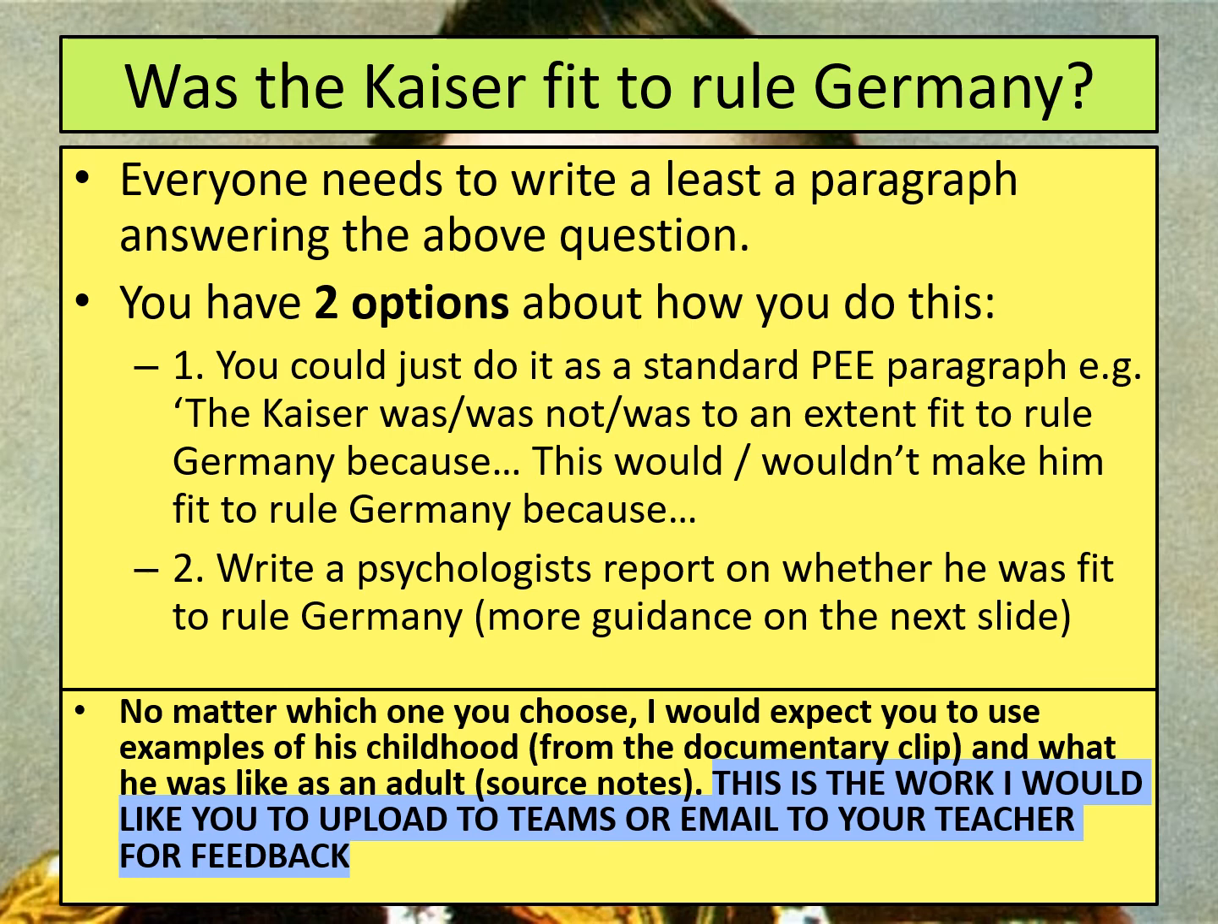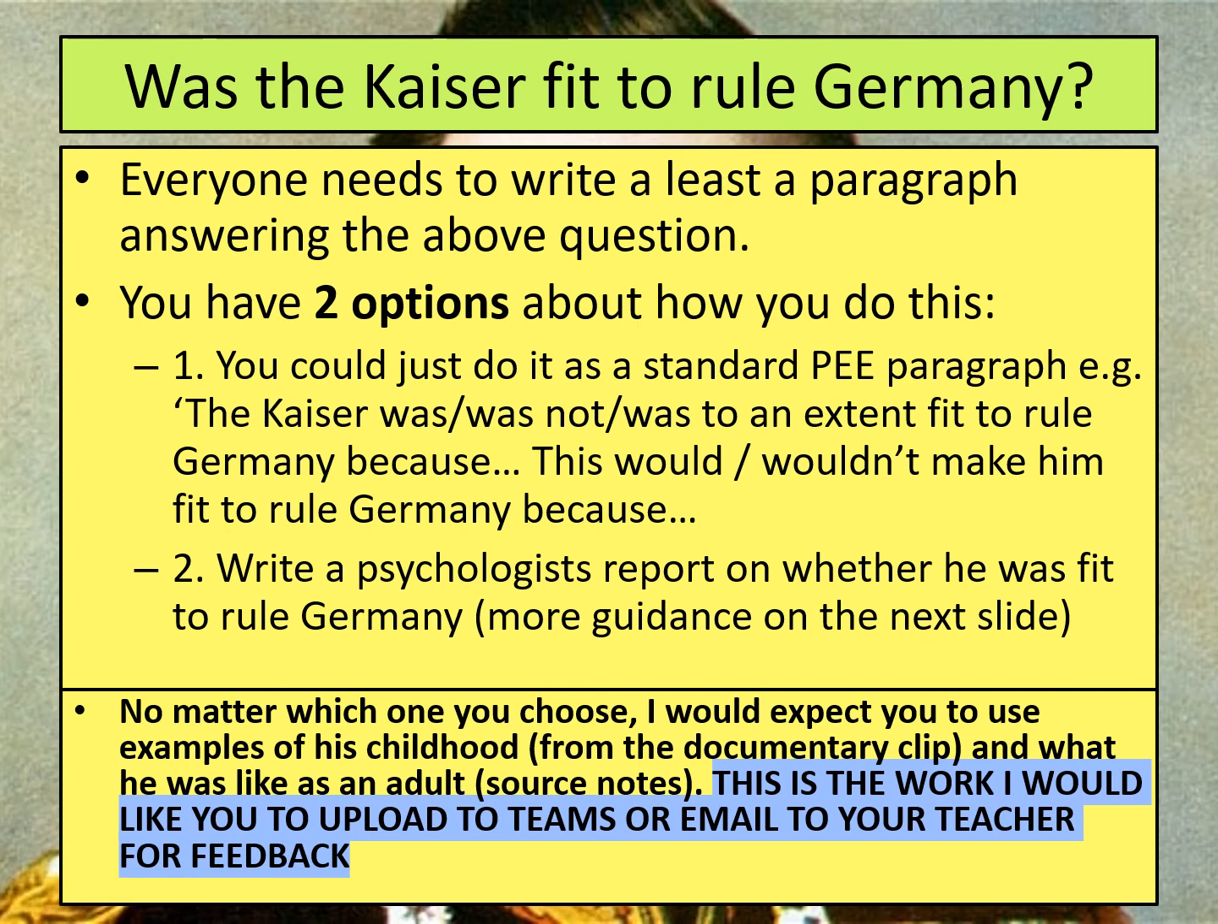Then you need to do the final E, which is about explaining it. So you have to say this would or wouldn't make him fit to rule Germany because, and try and do that in as much detail as you can. Now, the minimum is to do one paragraph, but that one paragraph might actually involve a few different points about the Kaiser and how he was or wasn't fit to rule Germany. So that's the first option.